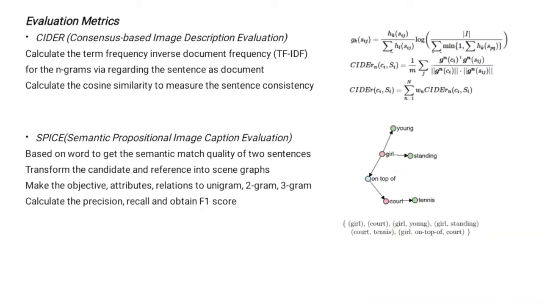The last one is SPICE, the semantic propositional image caption evaluation. It's based on words. It first transforms the candidate and reference captions into scene graphs. They turn the objects, attributes, and relations in these scene graphs into unigrams, 2-grams, and 3-grams, and calculate precision and recall to obtain the F1 score. Then they get the semantic match quality of the two sentences.